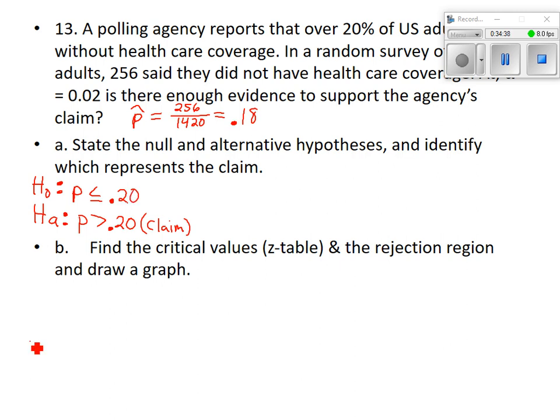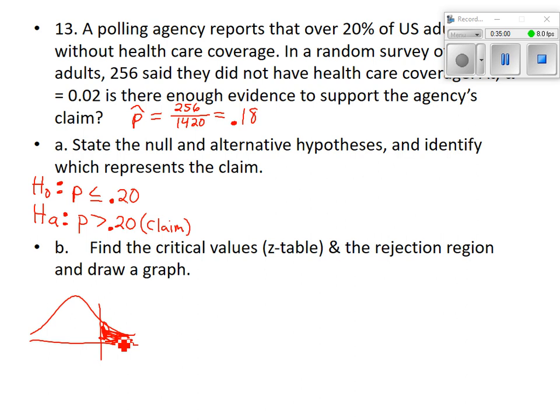Next, we're gonna draw our little graph. We're gonna find our critical values. Looking here at our HA, are we left-tailed, right-tailed, or two-tailed? Right. Right there. Our graph looks something like this. You get a point if you just draw the graph with the right tail on it.